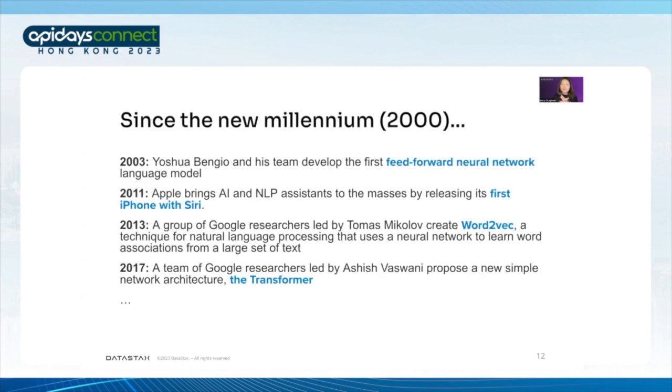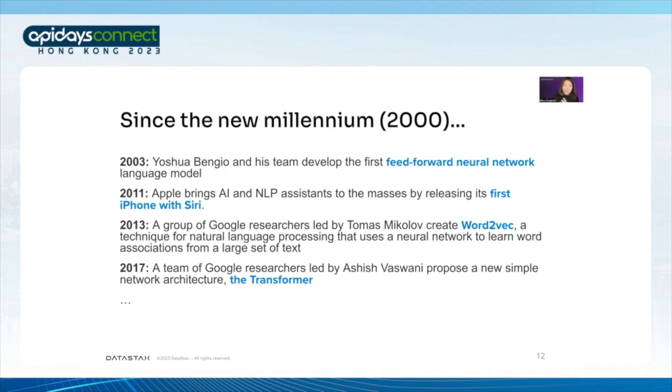Now, since the new millennium, like 2000, you see that there are a couple of projects that help to move towards the current Gen AI time. In 2003, Yoshua Bengio and his team developed the first feed-forward neural network language model. And then in 2011, I think we're familiar with this, the first iPhone that has Siri. So Apple actually brings together AI and NLP assistants to make a Siri.